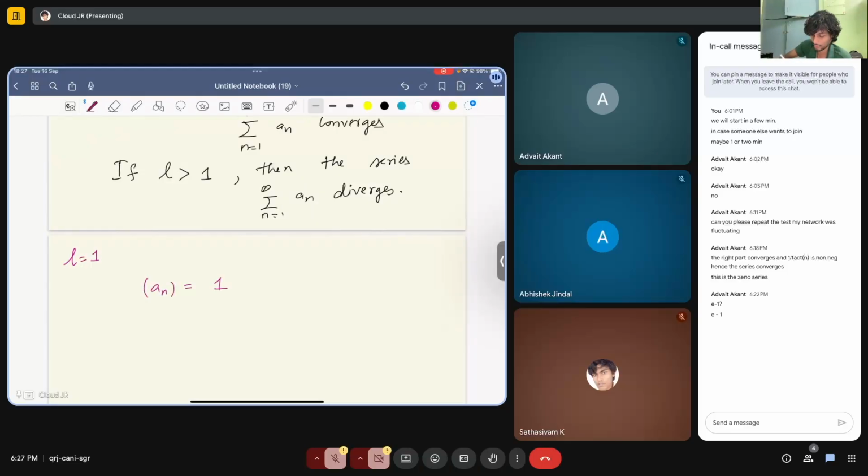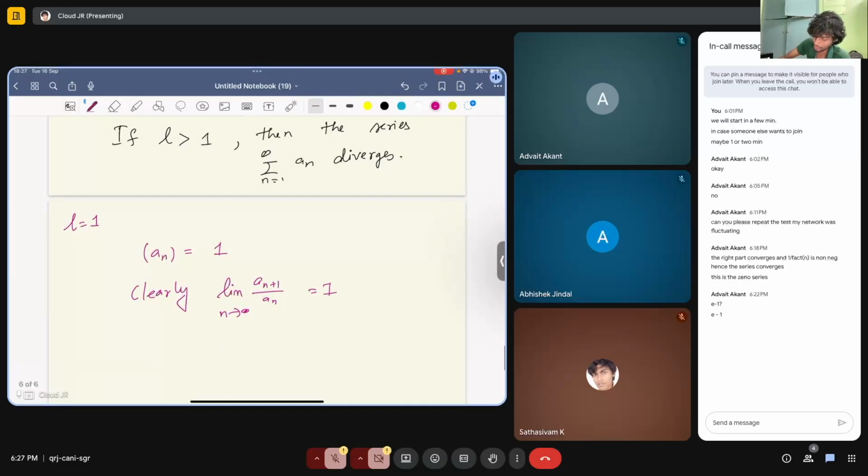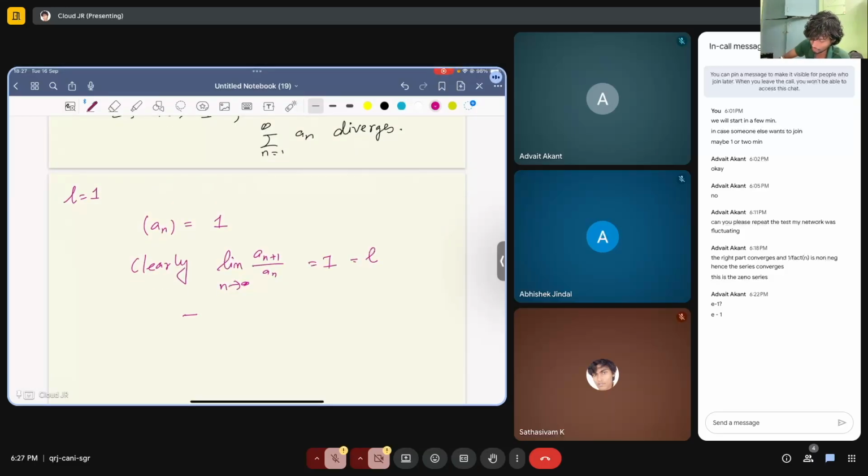If you take this series, what you can say is clearly a_(n+1)/a_n is also 1, so this limit is 1. And you can see that the summation of a_n diverges, right? Because you keep on adding some number.